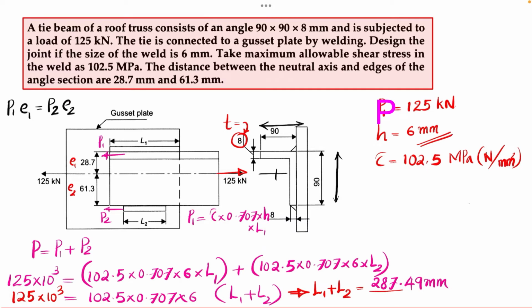Next I can use this expression based on the moment: P1 E1 is equal to P2 into E2. For the P1 expression you can use this directly, that is tau into 0.707 into H into L1. Finally, if you simplify, you will have L1 E1 is equal to L2 E2. From this you can calculate L1 in terms of L2. So L1 will be equal to L2 into E2 by E1.